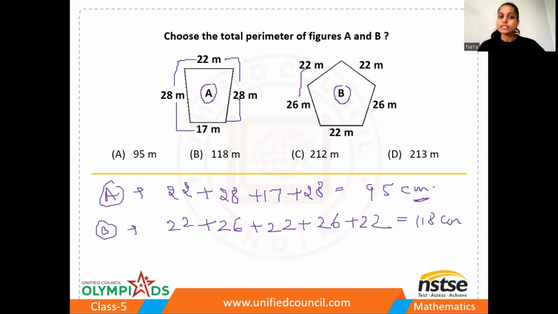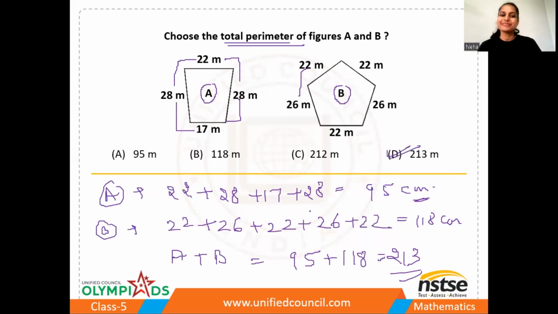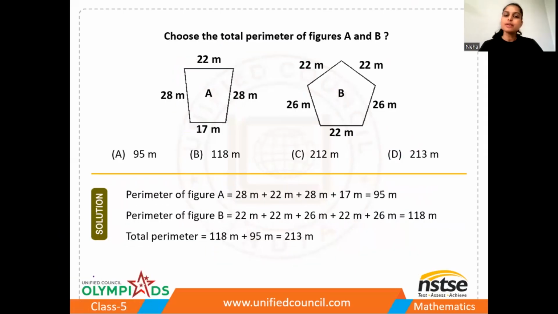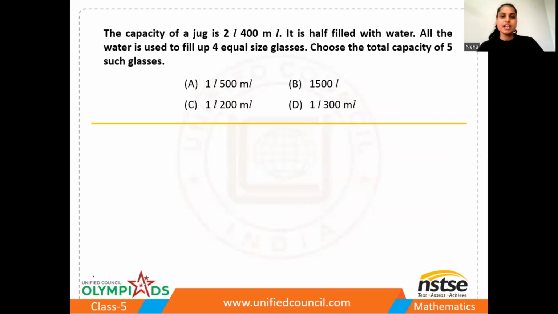So the question is asking for the total perimeter. The perimeter for figure A plus figure B is 95 plus 118, which is 213. Yes, option C is your right answer. So in this question, what you have to do basically is add the numbers and then you will get your answer. That's it. Perfect. Let's move to the next question. So here is the next question.